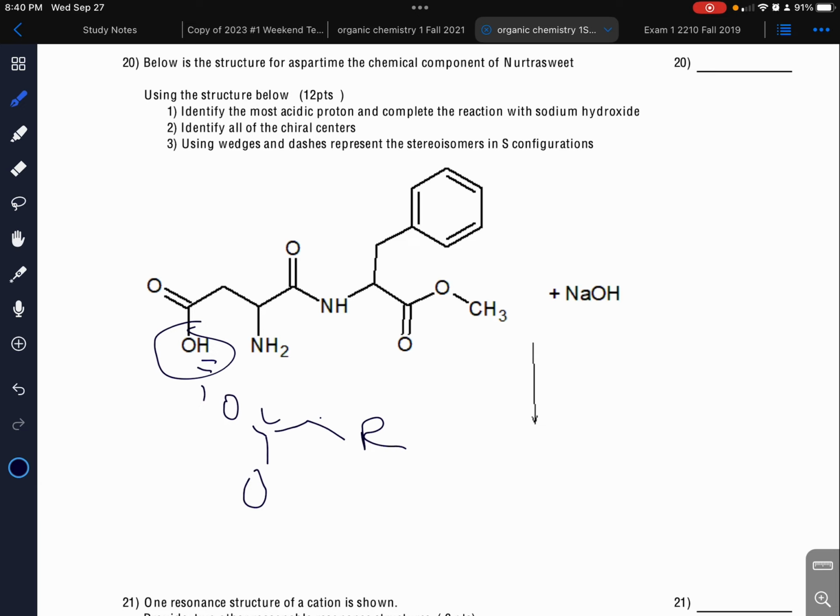Identify all of the chiral centers. So this is a chiral center. This is a chiral center. Using wedges and dashes, represent the stereoisomers in S configuration. 1, 2, 3. It is naturally going in S. I don't want to have the hydrogen coming out, so this is a wedge. 1, 2, 3. This is also a wedge.